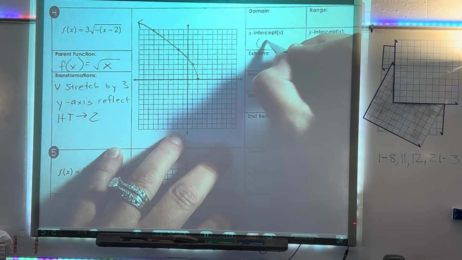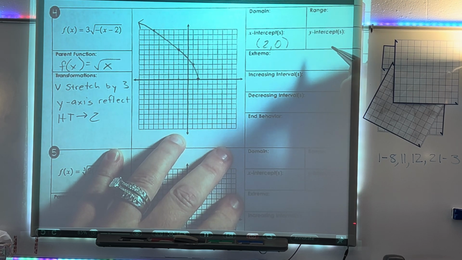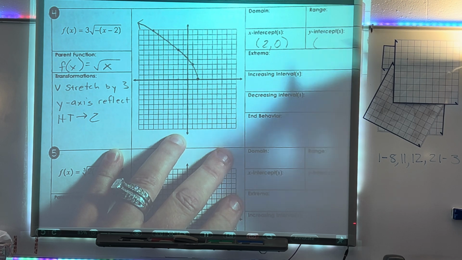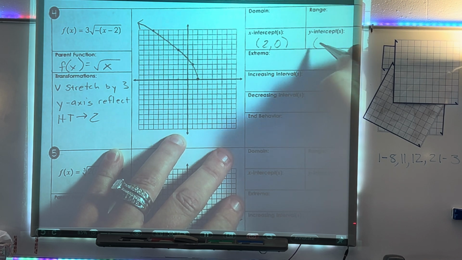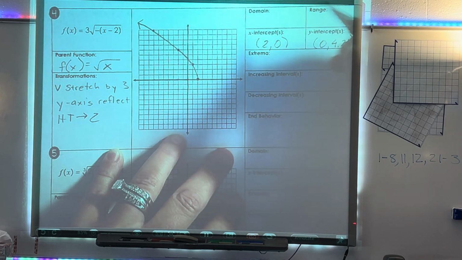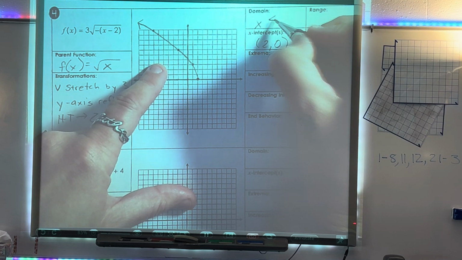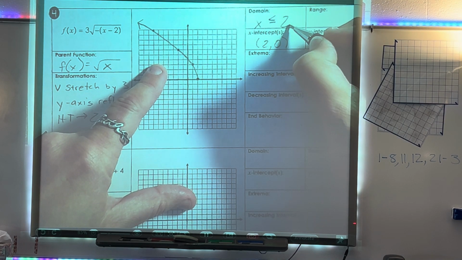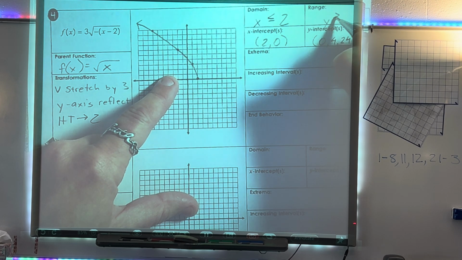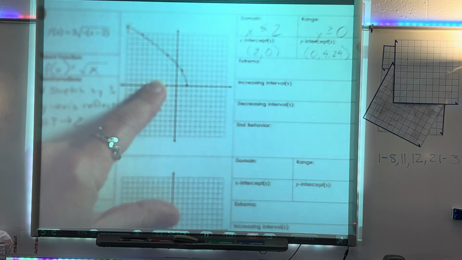So x-intercept's 2, 0. Y-intercept: go to x is 0 in your table, what's y? 4.2426. Oh, good. 2, 4, okay. Alright, domain: looking at it the other way, x is less than or equal to 2 there. Range: y greater than or equal to 0. Feel okay with those? Yes, ma'am.